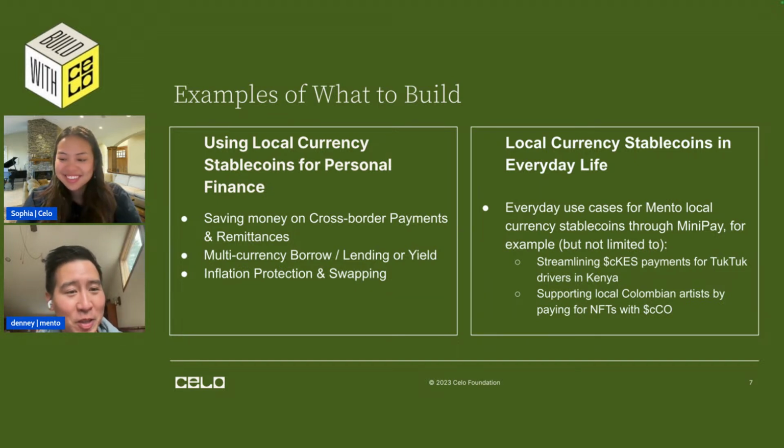Track one, using local currency stablecoins for personal finance. Think of this as building really useful use cases for using the non-USD stablecoins that Mento offers for various things like saving money on cross-border payments and helping users save from the extractive costs they face in the fiat rails today. Multi-currency borrowing and lending: if you have stablecoins in one currency but you want to borrow in another, or you want to lend out your stables and earn yield, helping users get access to that by building applications and use cases. And finally, inflation protection and swapping. Think of this as helping users get exposure to different currencies or getting out of exposure to different currencies when they're facing inflation in a certain market.